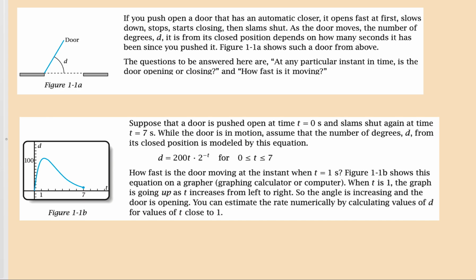Now suppose the door is pushed open at time t equal to 0 and slammed shut again at time t equal to 7. While the door is in motion, assume that the number of degrees D from its closed position is modeled by this equation. What we'd like to do is figure out how fast the door is moving at the instant when t is equal to 1.